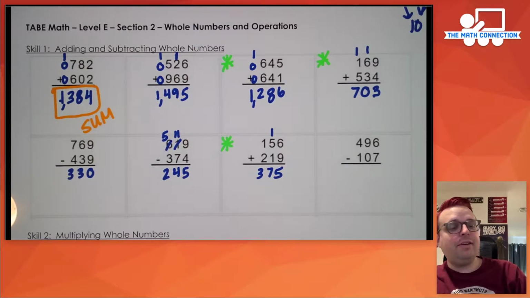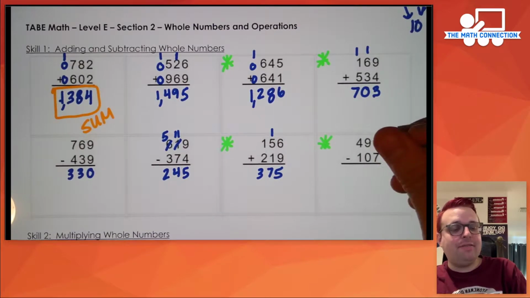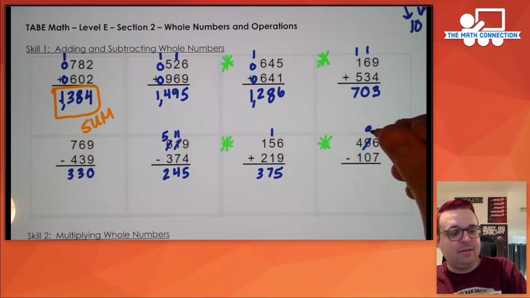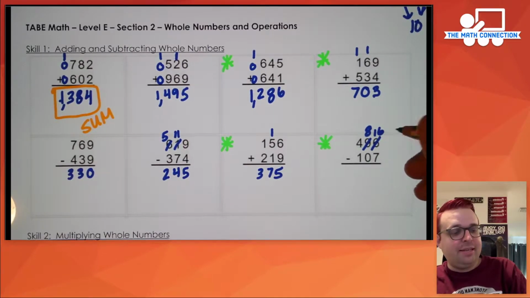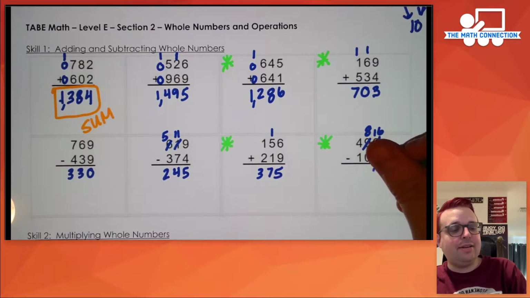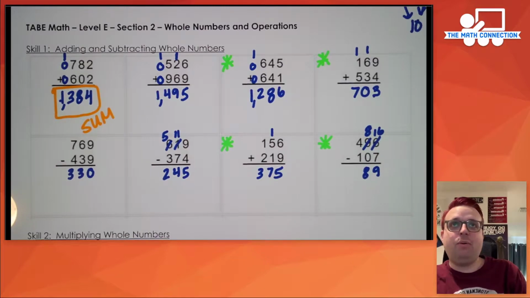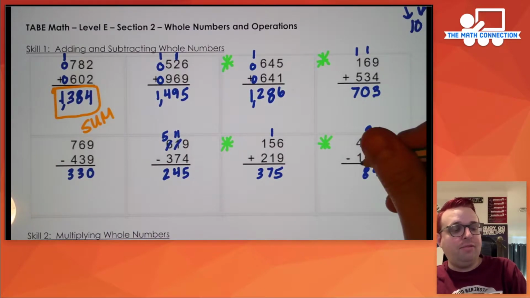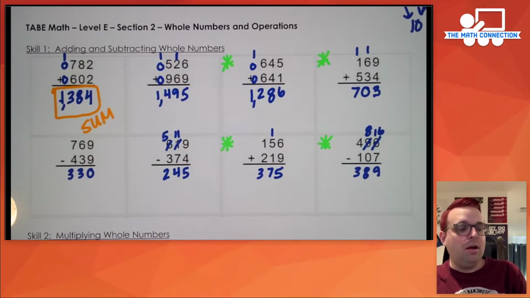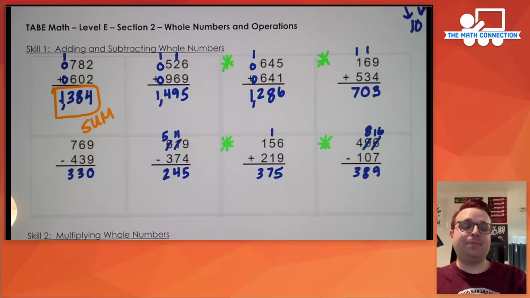Go ahead and pause the video now, and I want you to work on this last problem for the subtraction. Okay, so what we have here is 6 minus 7. 6 is smaller than 7, so we need to change this 9 to an 8. And then this becomes a 16. Okay, so 16 minus 7 is 9. And then 8 minus 0 is 8, because if you take nothing away from it, it's itself. And then you have 4 minus 1, which is 3. So 496 minus 107 gives me 389.